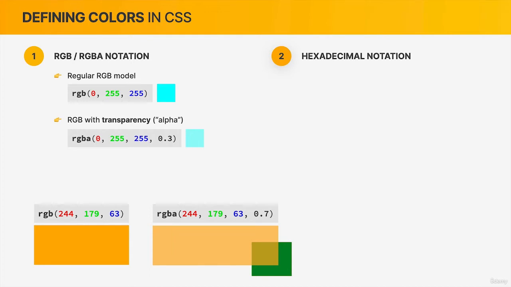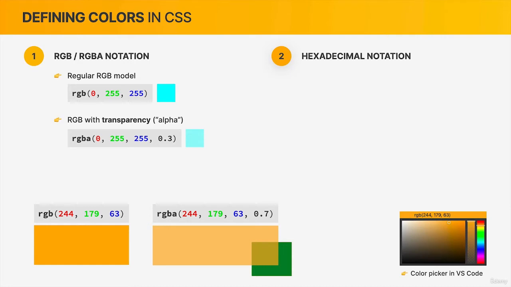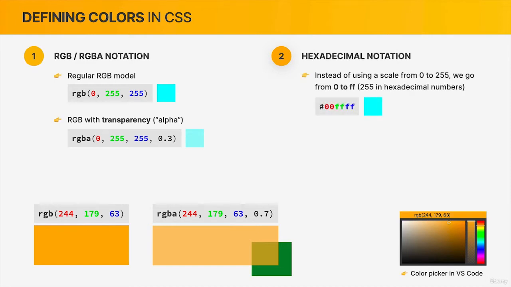So usually we just copy a certain color from somewhere, or we can also generate it with a color picker in VS Code. And so that will then automatically give us these numbers. But all this is still very important so that you know what these numbers actually mean. Okay, but moving on, let's now talk about the hexadecimal notation, which is actually a bit more used in CSS.